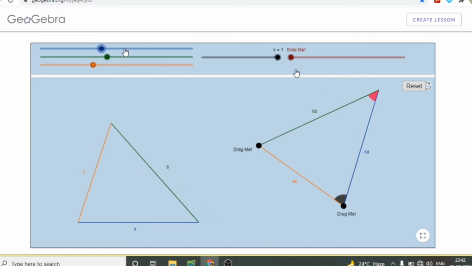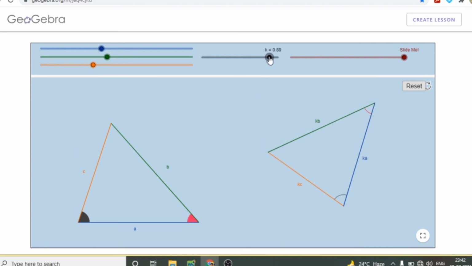So let's see what happens when I slide. You can see that the angles are also equal. The corresponding angles of these triangles are also equal and the sides are in the same ratio. How do we know it? Let's check. What happens when I change the scale factor?